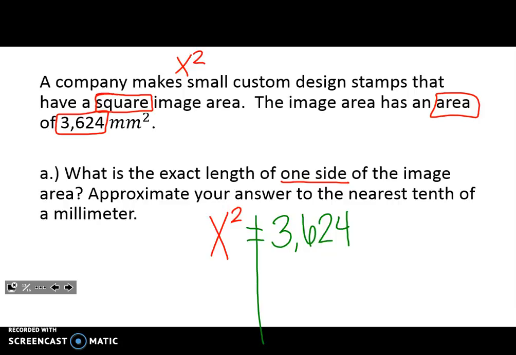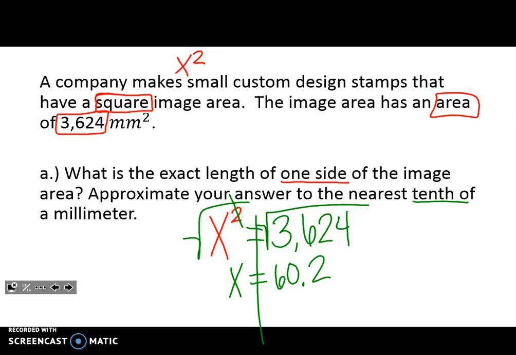So we're going to solve it the exact same way we've been solving it for the last 2 days, okay? So we have to take the square root to get rid of the exponent of 2. I have x equals, you're going to type that into your calculator. So square root of 3,624, and it tells me to round our answer to the nearest tenth. So I get 60.2.